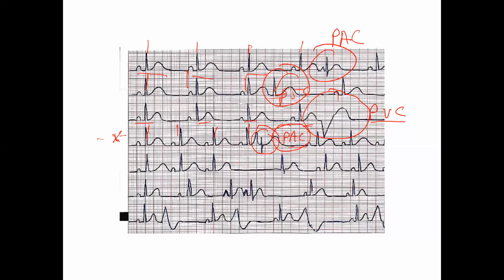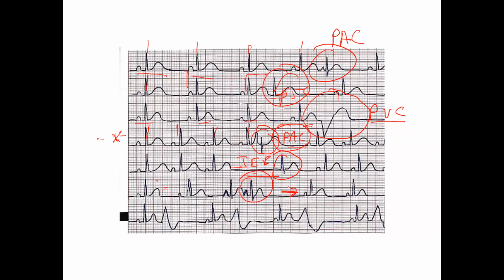So the next one is a junctional escape beat. There was no P wave, there was a delay, and then you have a junctional beat right here. So that's an escape beat. Really don't ask these often on the exams. And this one is a premature atrial contraction with, again, that delay.